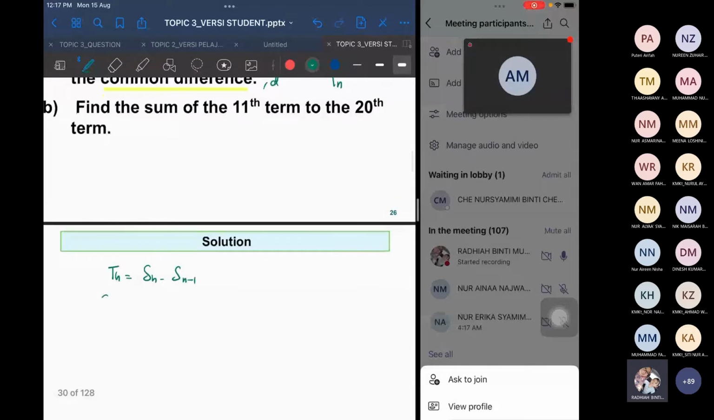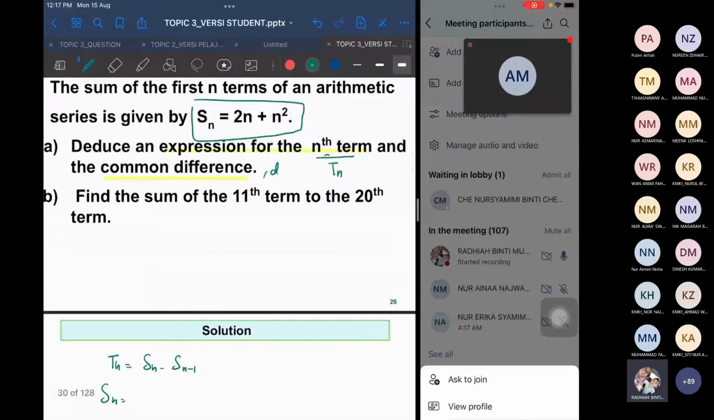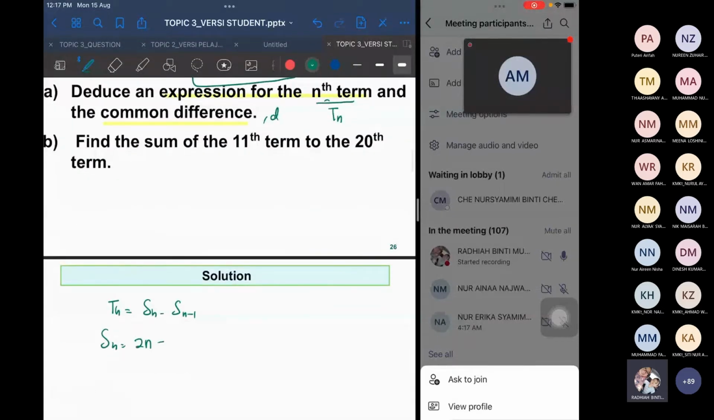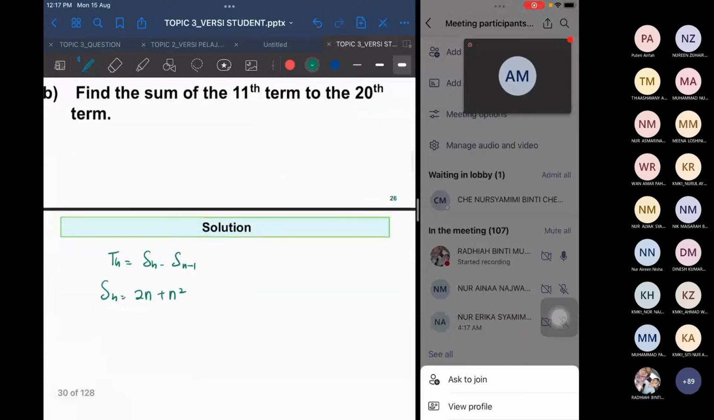Okay, so kita punya sum kita diberi 2n plus n square. Okay, so untuk dapatkan Sn minus 1, dekat n tu kita akan tukarlah dengan n minus 1, 2 times n minus 1 plus n minus 1 kuasa 2. Okay, so we simplify dulu untuk yang ni. So you got 2n minus 2 plus n square minus 2n plus 1. And then you got n square minus 1.